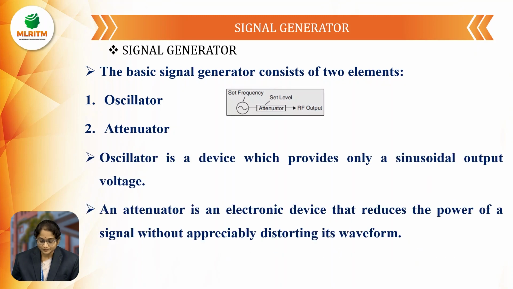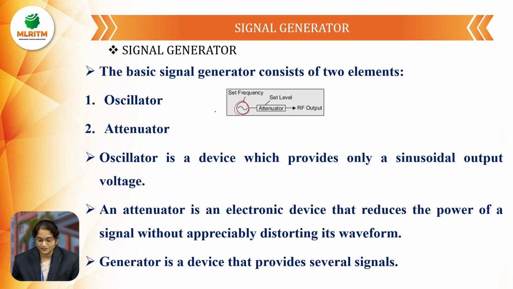Here, this is the set frequency. We are going to generate a particular frequency. Whatever frequency we want, we select that particular frequency level. And what is the function of the attenuator? It reduces the signal as per our requirement and gives it to the RF output. The attenuator is an electronic device that reduces the power of the signal without distorting its waveform. These are the basic signal generator elements, oscillator and attenuator.